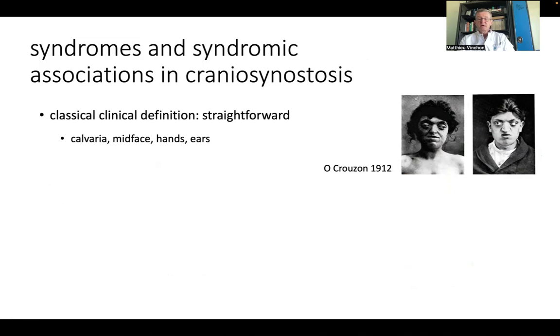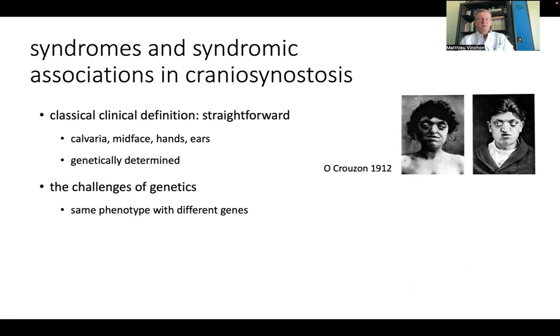So the syndromes were identified initially on rather straightforward criteria, as we can guess now, from the classical definitions by Crouzon and Apert, with calvarial stenosis, mid-face stenosis, and in some of these syndromes, anomalies of the hands, of the ears. And it was the merit of Crouzon to point out that these malformations were genetically determined, and more and more genetics has taken importance, and it is a little bit the genie in the bottle.